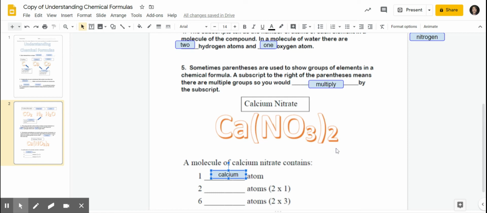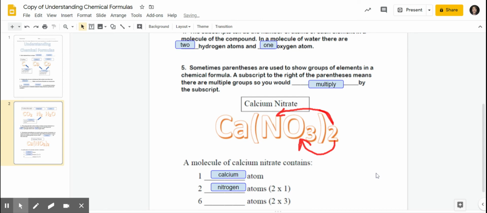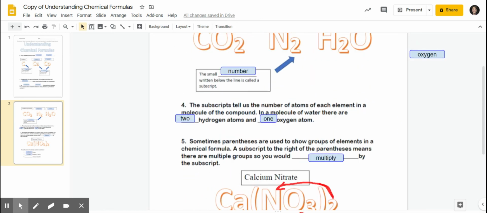So what is 2 times 1 and which one is 2 times 3 or 6? Nitrogen is the 2 times 1. Basically what we're doing is multiplying the 2 times the nitrogen and also times the oxygen. So we would say there are 2 nitrogen atoms and there are 6 oxygen atoms.